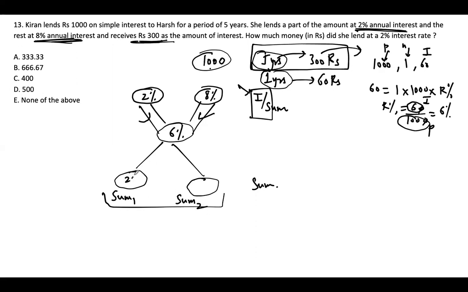So this is sum 1 and this is sum 2. What is the difference? 2%. What is the difference? 4%. So sum 1 is to sum 2, the ratio is 1:2. And total would be 3. And you have to make this 3 as the total sum that is invested.